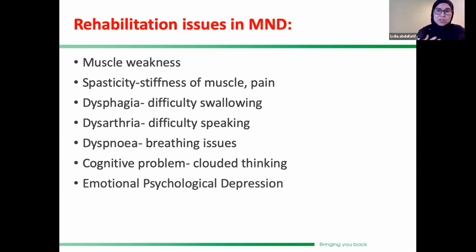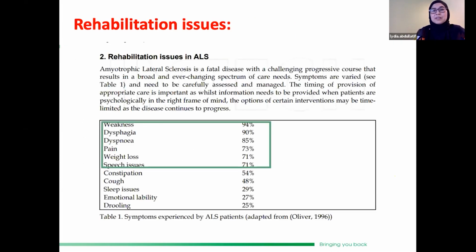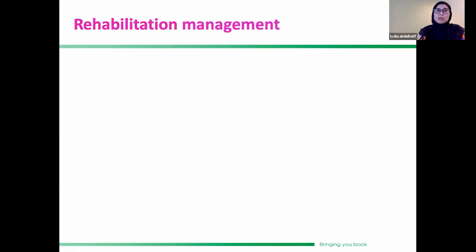They have got some psychological issues with adjustment disorders that may lead to even a full blown depression. Okay, so if we look at this paper, we can see that weakness, of course, is the highest. It's almost the same as what we are seeing. Dysphagia, which is difficulty eating, dyspnea, pain, weight loss, and speech issues. So when we talk about giving rehabilitation management, ataupun rawatan pemulihan, what exactly we are doing?